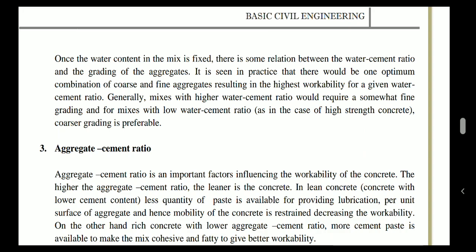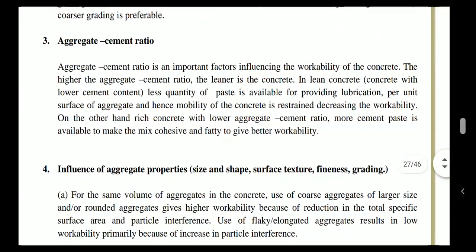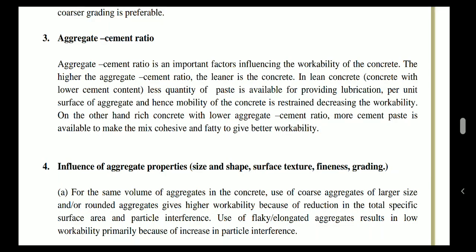A mix with higher water cement ratio would require somewhat finer grading, and for mixes with lower water cement ratio, inversely, coarser grading is preferable. The next point that affects the workability is aggregate cement ratio. Aggregate cement ratio is the most important factor influencing the workability. The higher the aggregate cement ratio, the leaner is the concrete. It means in lean concrete, less quantity of cement paste is available for providing lubrication as well as for coating the surface of aggregate and for filling the voids. On the other hand, if we take a lower aggregate cement ratio, we can produce rich concrete so that more cement paste is available for making a mix cohesive and fatty to give better workability.